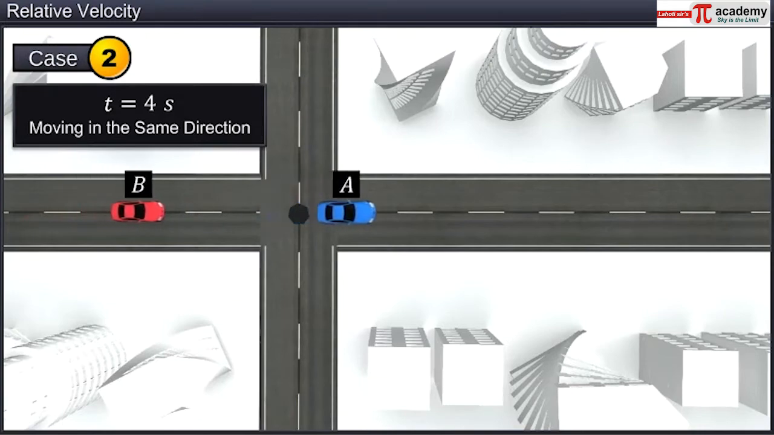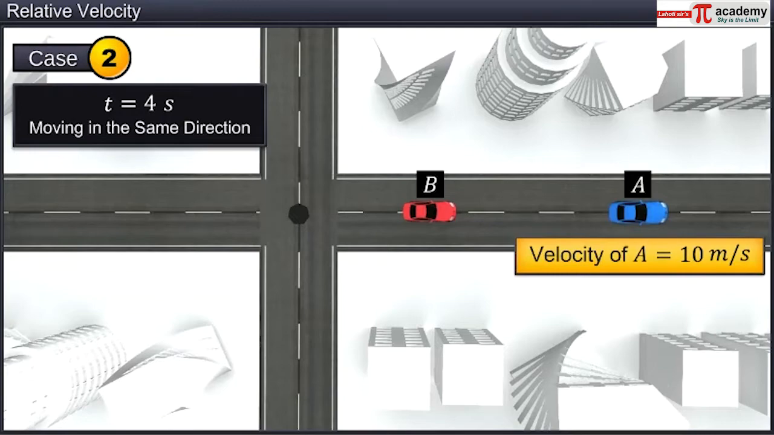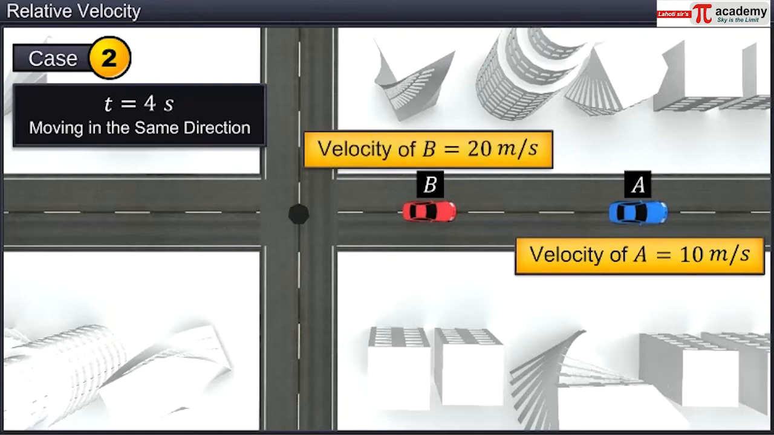Case 2. The position of the cars at initial observation being same as in case 1. Now, car A has uniform velocity of 10 meters per second and car B has uniform velocity of 20 meters per second.